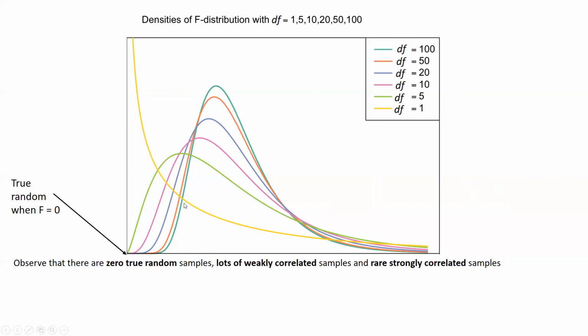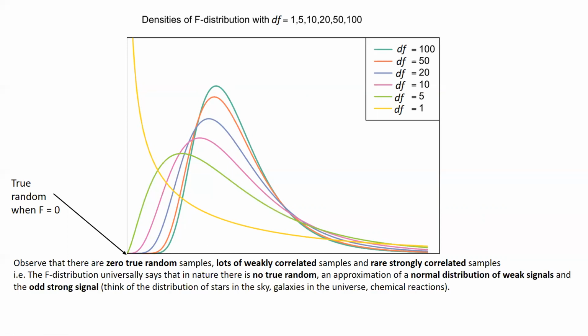What we find, though, is as we start to increase the more correlated data, we've not gone too far up the scale of correlation, but we actually find that in life, there are lots of weakly correlated samples or examples of correlated data, and only rarely do we get strongly correlated data. So this F distribution universally says that in nature, there's no true random, but rather we have an approximation of a normal distribution of weak signals with the odd strong signal, which is these signals on the right. So you can think of any situation in life where this would apply. I think that the F distribution is a pretty cool distribution.